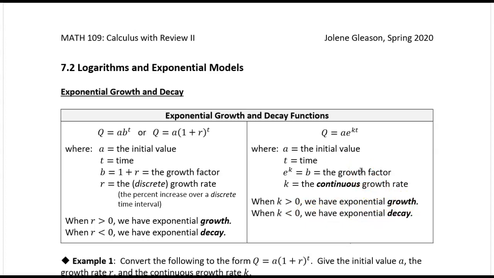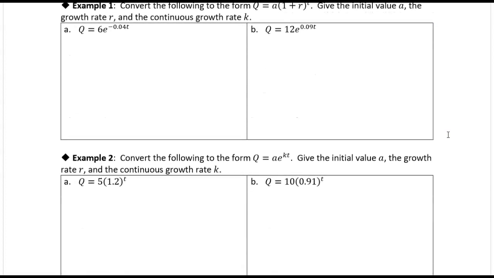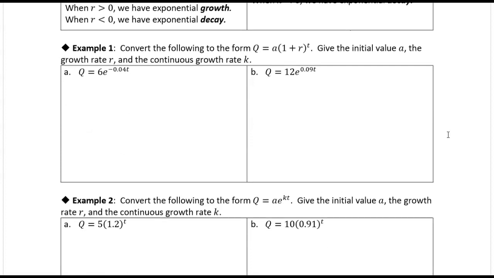All right, so the first thing we're going to do, I think, is going to be review for you, because I think I did some of this in Math 108. Here we just want to convert this continuous growth model to the form q equals a times 1 plus r to the t. So we're just converting it to the other form, and we want to find the initial value, the growth rate r, and the continuous growth rate k for this model.